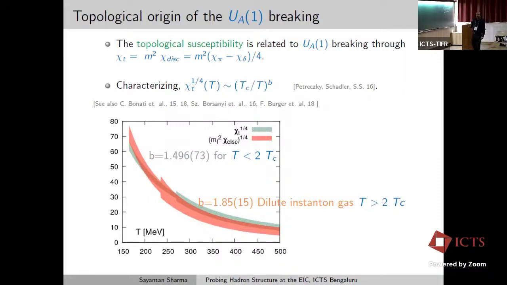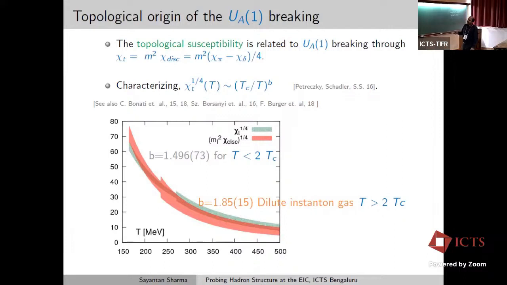This b has been calculated in a dilute instanton gas approximation, and it is close to 2. And what we see is that for temperatures greater than 2 Tc, this dilute instanton gas approximation starts to get valid, at least in the temperature dependence of the topological susceptibility. Of course, the dilute instanton gas is not perfectly valid because there is a prefactor here which is very different when we calculate this quantity on the lattice and match it to the naive dilute instanton gas regime. But the temperature dependence is very well captured beyond 2 Tc by a dilute instanton gas.